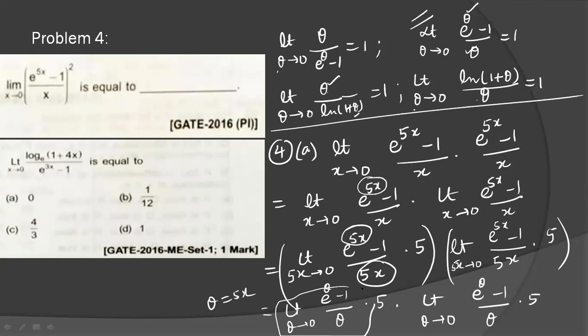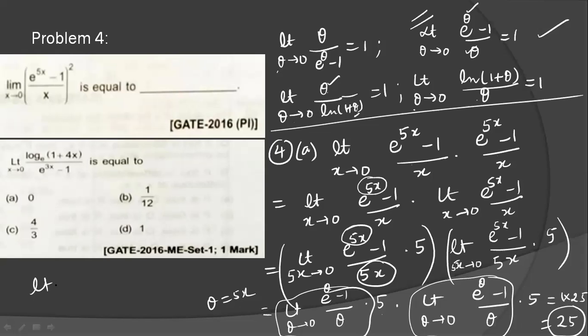This limit is 1, you can see. This limit is also 1, you can see. I have already discussed this in the question. And 5 you can take outside, 5 into 5, 25 you can take outside. So the answer will be 25 because we can take a constant outside the limit.